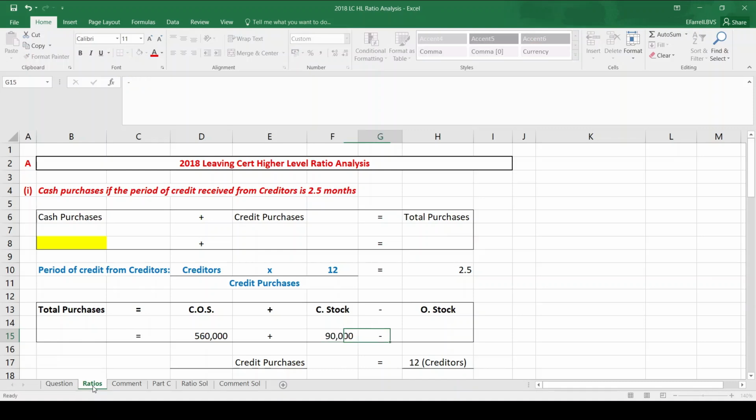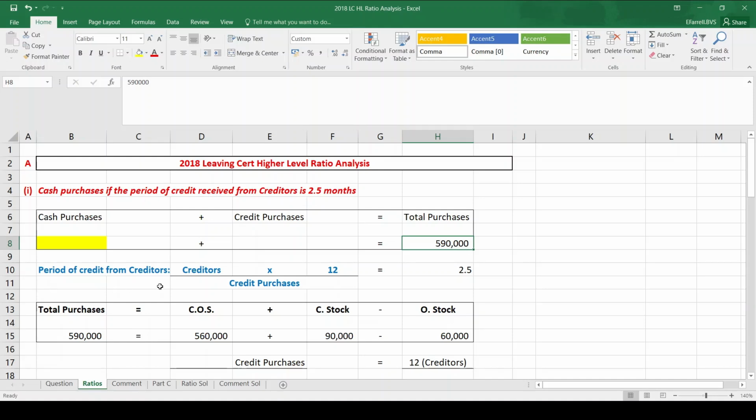So I'm going to add 90 and take away 60. So total purchases is 560 plus 90 minus 60, which is 590,000. So now I know my total purchases are 590,000. From this information it gives us here, we can work out credit purchases because it tells us the period of credit received from creditors is 2.5 months.